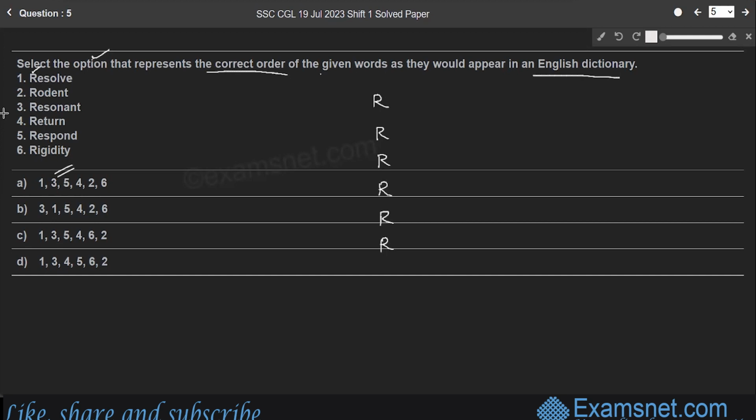So let us consider all the second letters: E, O, E, E, E, I, right? So here E comes before O and I. Therefore, the words containing E as the second letter come first. But there are 4 words which contain E as the second letter, right? So let us write those 4 words first. After E, I comes. After I, O comes, right? Therefore, rigidity is the 5th word, right? Rigidity is the 5th word. And at last, rodent. Rodent is the last word, right?